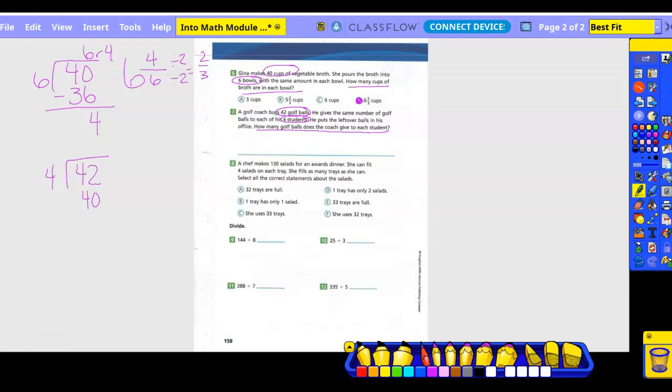Can I put 40? So 4 times 10. Okay, subtract, and I get 2 left over. Can I do anything else? No. So it would be 10 remainder 2. And they want to know how much each student gets. Are we looking at the quotient, the remainder? What are we doing? The quotient, just the quotient. So 10 golf balls.